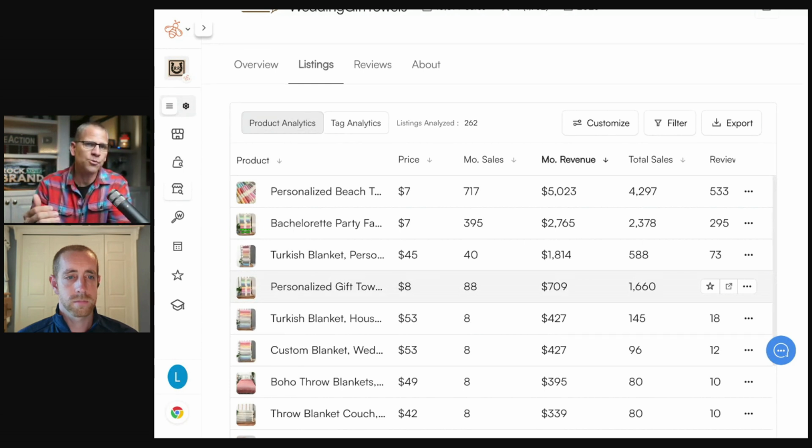Moving forward in 2025, if I was starting over, that's what I'm looking for. I'm looking for, how can we increase the value of the order? How can we increase that? That's huge. So yeah.